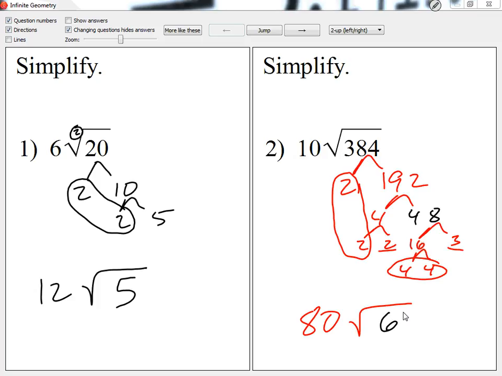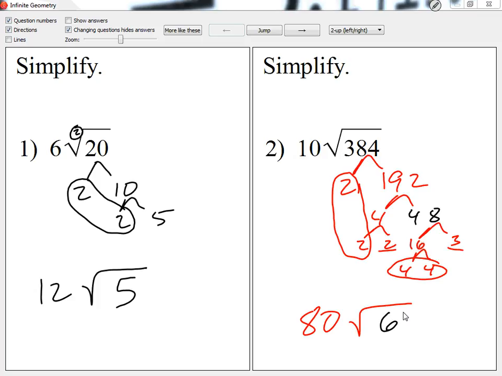Any questions on the first 10? I still don't get how 80 radical 6 is the answer. How did I get the 80? Okay, first, multiply your groups. 4 times 2 gives us 8. But then there was already a 10 on the outside. Multiply that as well. So 8 times 10, that's how we got the 80.